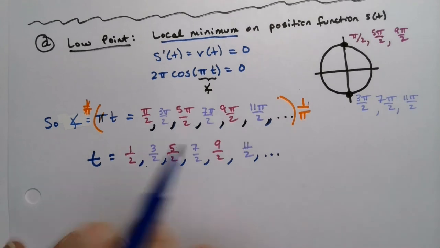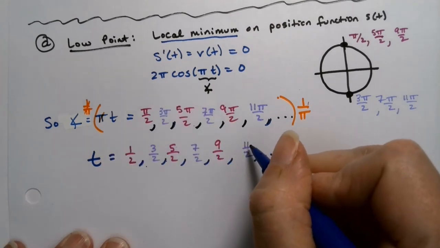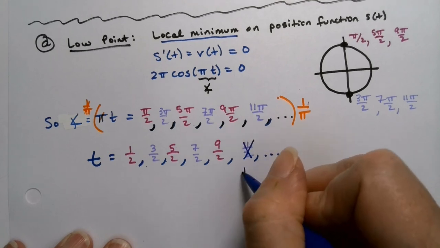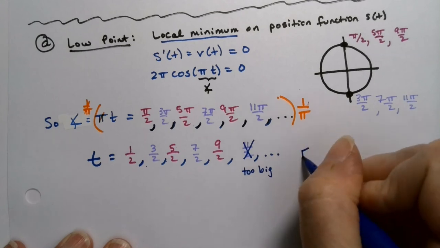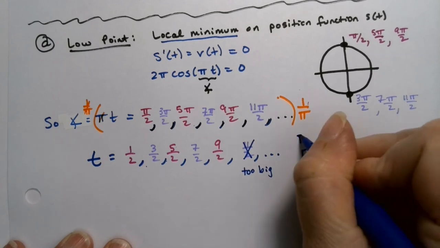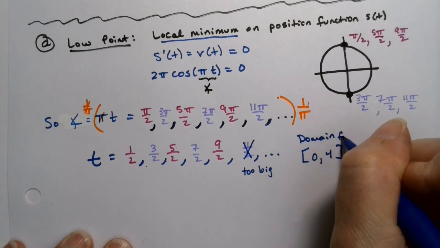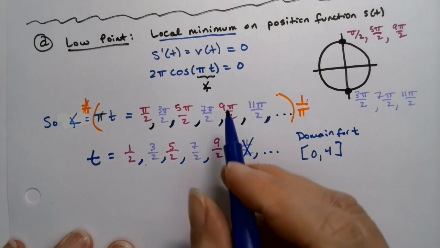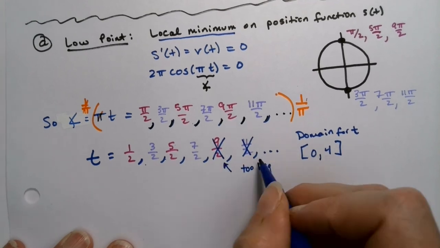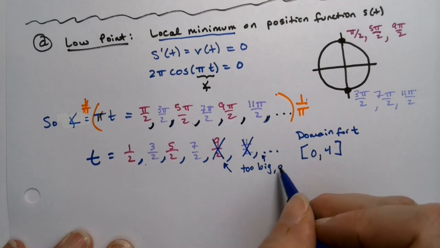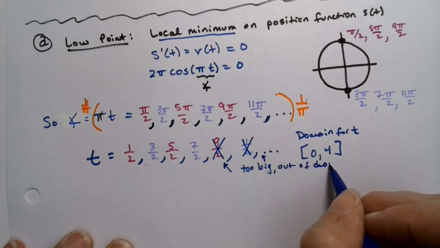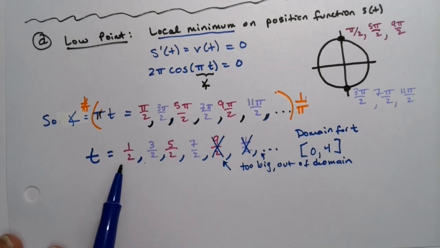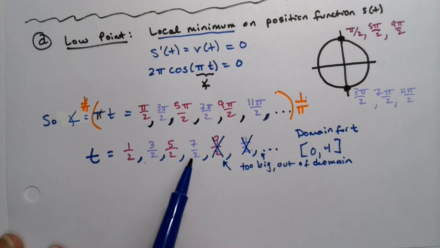We can stop because 11 over 2 is 5.5, right? That's too big. Remember, we're only allowed to look from 0 to 4 as our domain. Right? 9 over 2 is also too big. That's 4.5. So both of those are too large. They're outside of the domain. And so we can cut them off and kick them out. So that means that the local minimums happen at these 4 values.